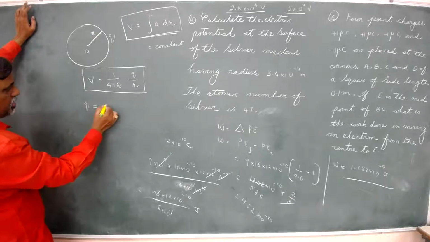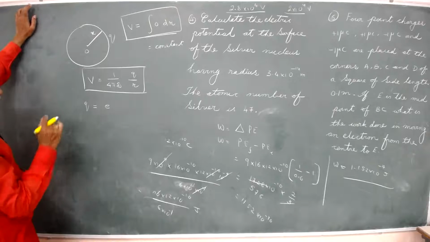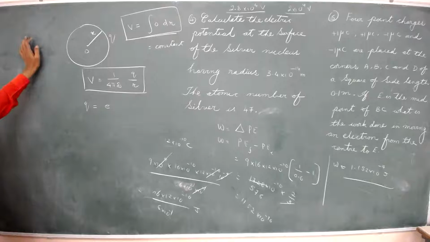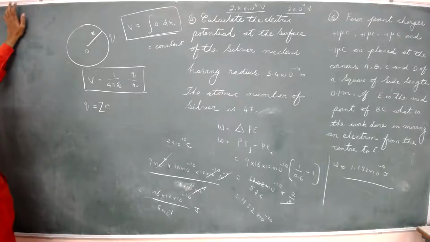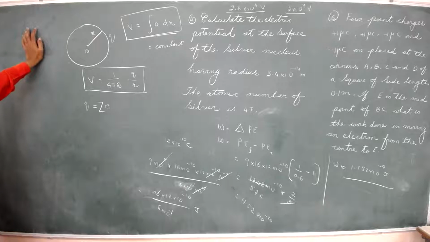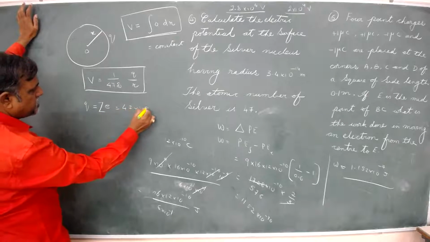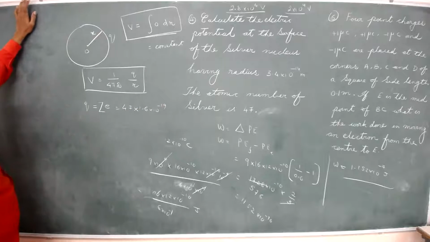Now, for the nucleus we need to calculate Q. The charge on one proton is e, and how many protons are there? The atomic number gives the number of protons, symbolically represented as Z. Z into e gives the net charge present inside the nucleus. The atomic number is given, that is 47. So the charge of the nucleus is 47 into 1.6 into 10 power minus 19 coulomb.